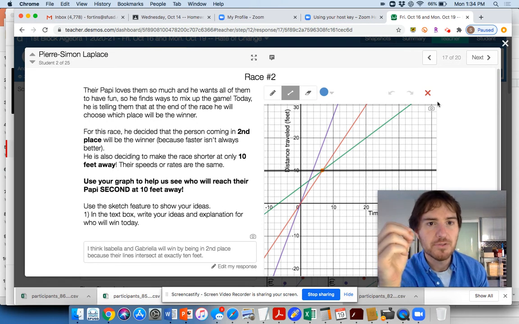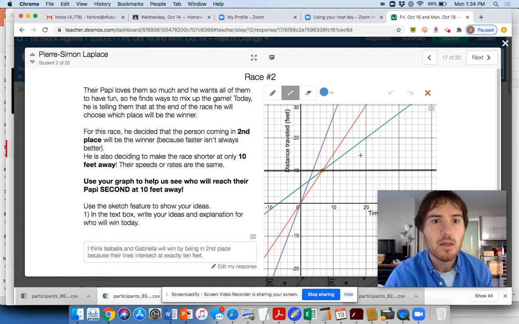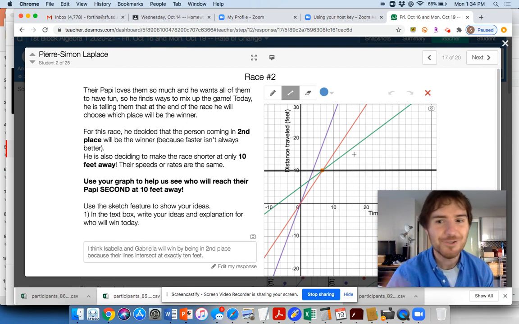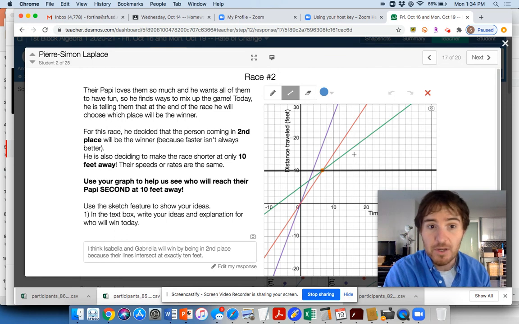Their Poppy loves them so much that he wants them all to have fun, so he finds ways to mix up the game. Today, he is telling them that at the end of the race, he will choose which place will be the winner. Oh, nice. For this rate, he decides the person coming in second place will be the winner because faster isn't always better. That's true, right? We're all a family here. So he wants second place to be the winner. He's also deciding to make the race shorter at only 10 feet away. Oh, interesting. Their speeds or rates are the same. There we go. Use your seconds. So use your graph to help us see who will reach their Poppy second.